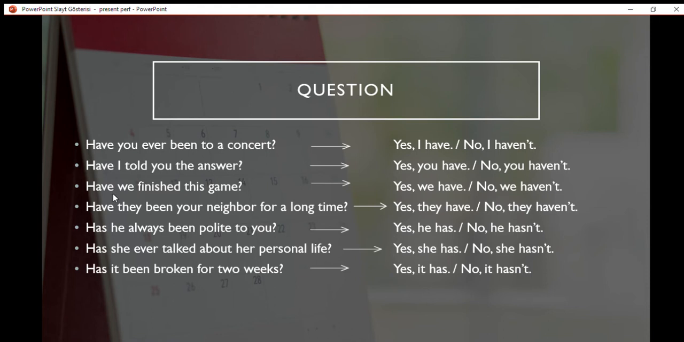Am, is, are, was, were, been. Talk, talked, talked. Am, is, are, was, were, and been. So when we use present perfect tense, positive, negative, and question sentences always have has, have, haven't, hasn't, and the third form of the verb, the past participle of the verb.